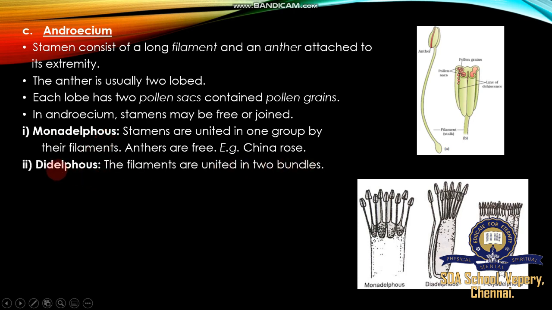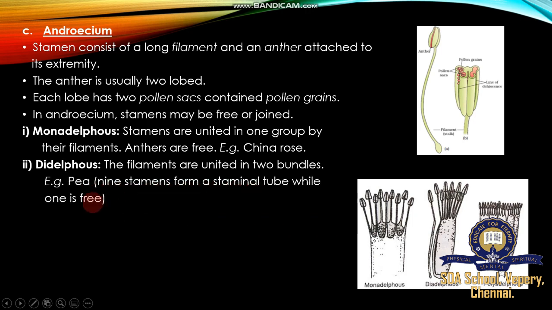Example, China rose. Then diadelphous, where the filaments are united in two bundles. There are two bundles, because one bundle has only one stamen, while the other bundle has a group of stamens. This is called diadelphous. Example, pea: 9 stamens form a staminal tube while the 10th stamen is free. 9 plus 1, they come under diadelphous.